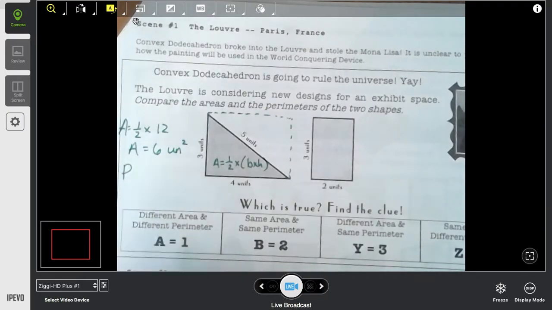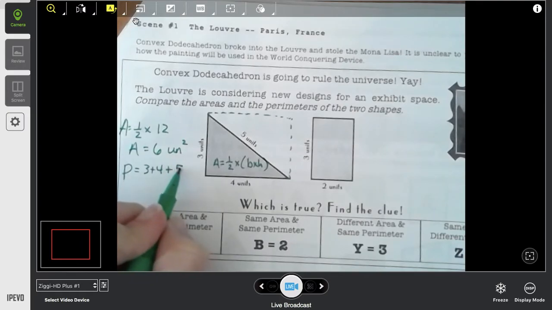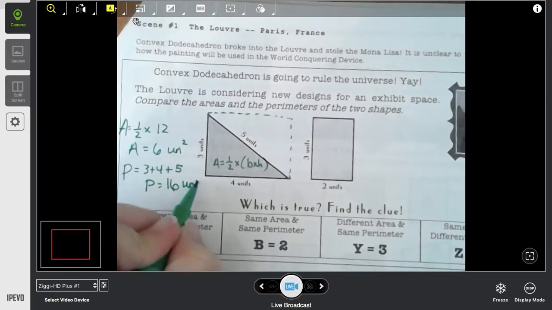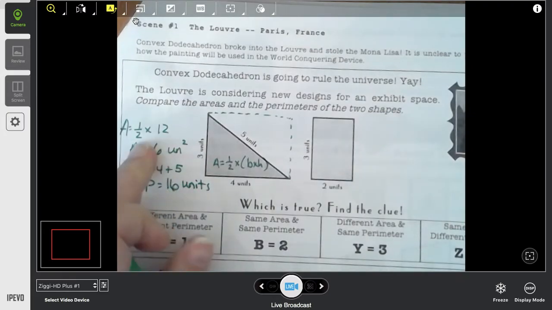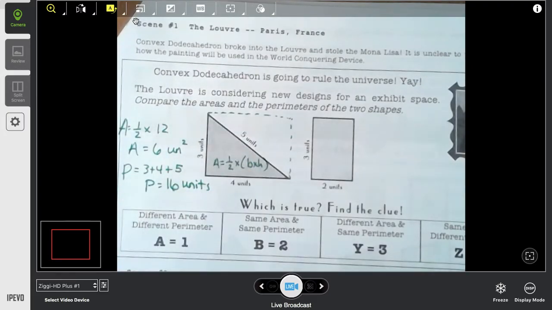The perimeter is just adding up all the sides. 3 plus 4 plus 5. 7 plus 5 is 12. So it's 12 units. These are square units because it's how many little squares take up that space.